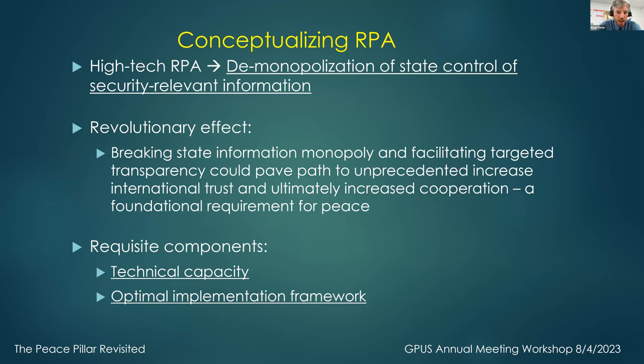So we conceptualize RPA as the demonopolization of state control of security relevant information. Again, demonopolization of state control of security relevant information. The state has controlled this information for a long time by means of its national intelligence networks, and has used this information to advance national interests and not common interests in peace promotion. So demonopolizing this state control of information, we feel, is the foundational component of a revolution in peace affairs.